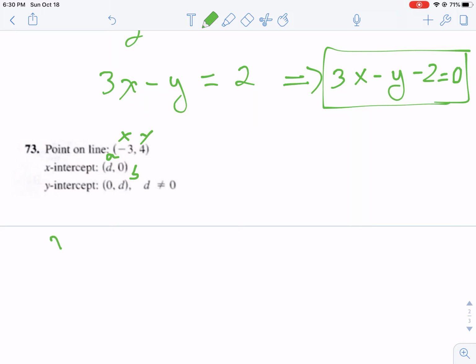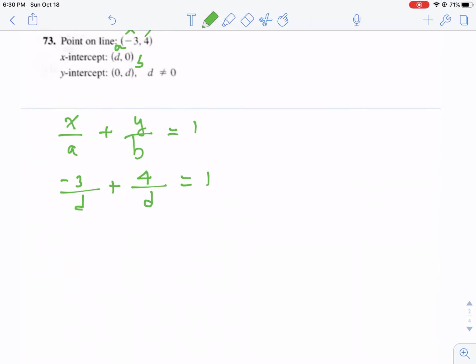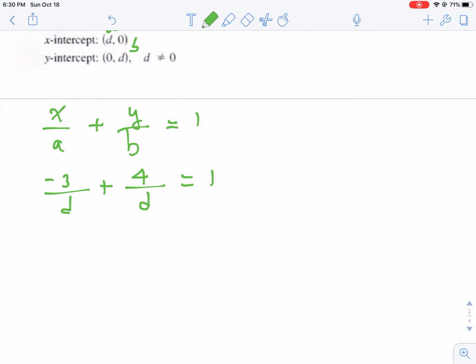And we start with the same equation. x over a plus y over b must be equal to 1. And I'm just going to replace what I know, okay? I know that my x is -3, my a is d, plus my y is 4, my b is also d. Okay, so again here you have d, so you can go ahead and add those two numbers. -3 and 4 is 1 over d. So your d is actually equal to 1.